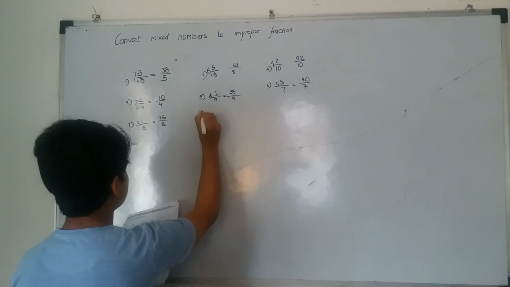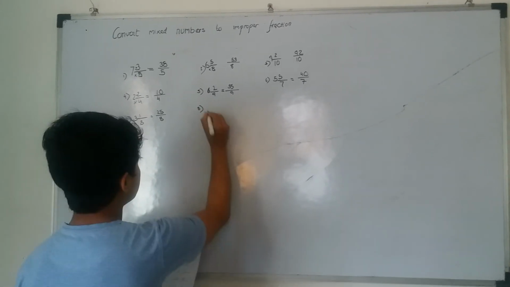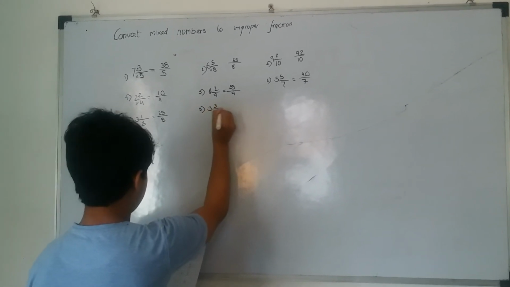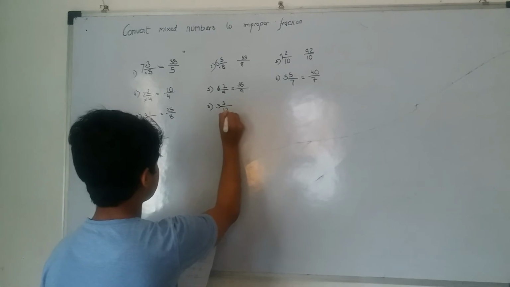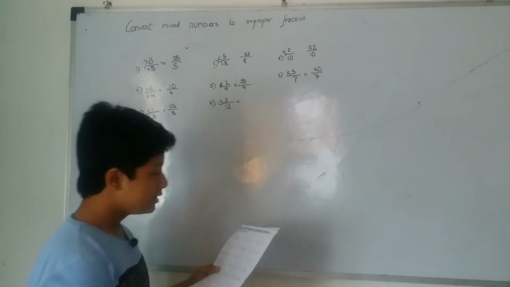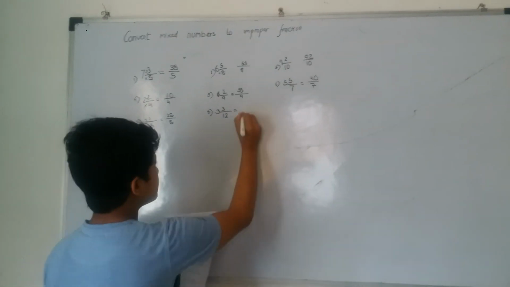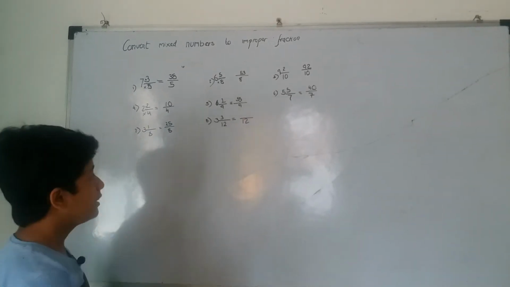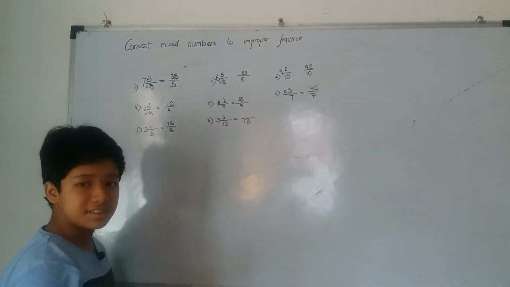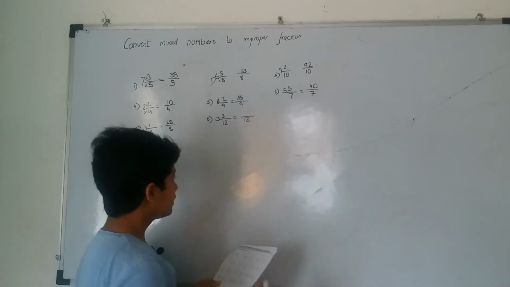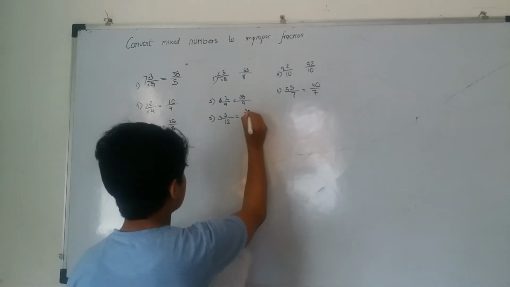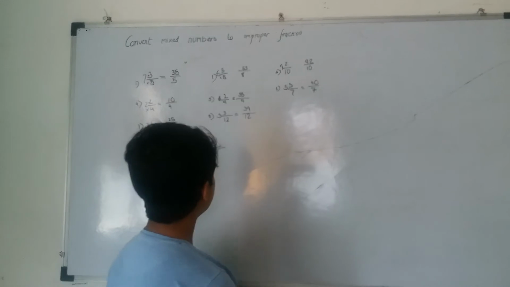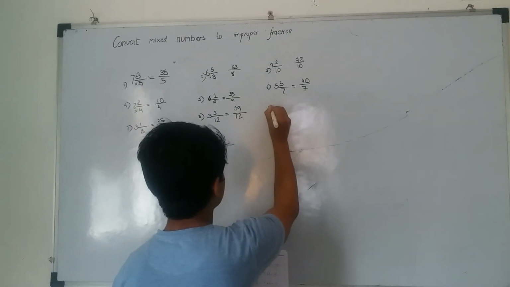Then we move to the next question, 8th. 3 upon 12. This is also an easy question. In this, see, 12 will be the denominator. 12 3s are 36. 36 plus 3, 39. 39. Then we move to the ninth question.